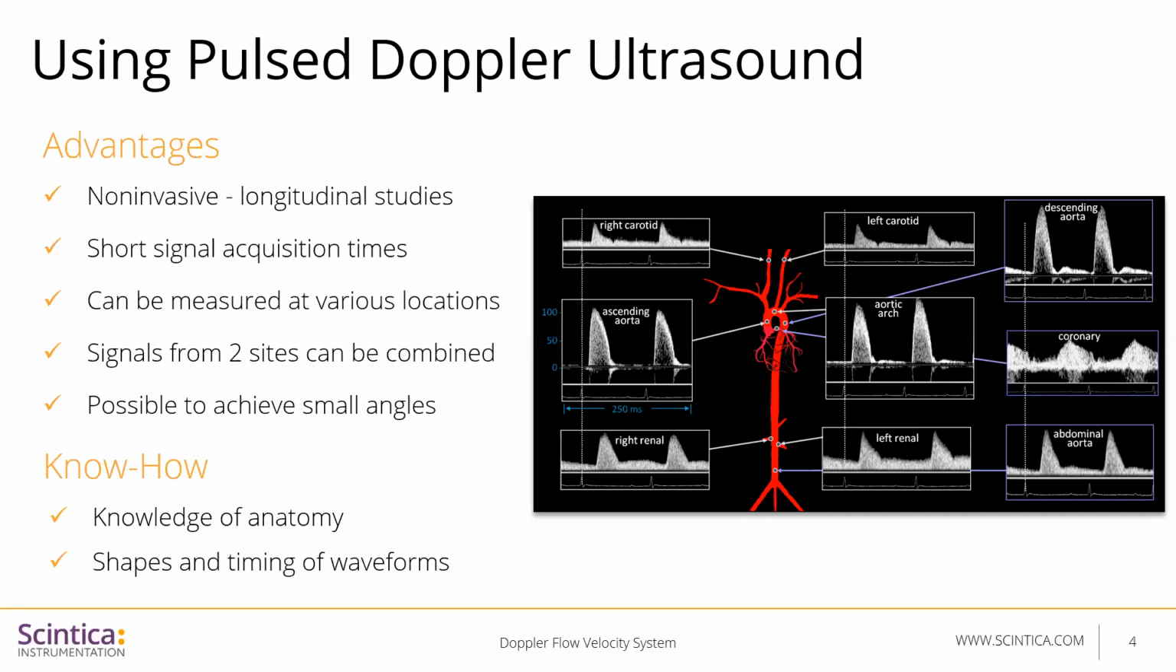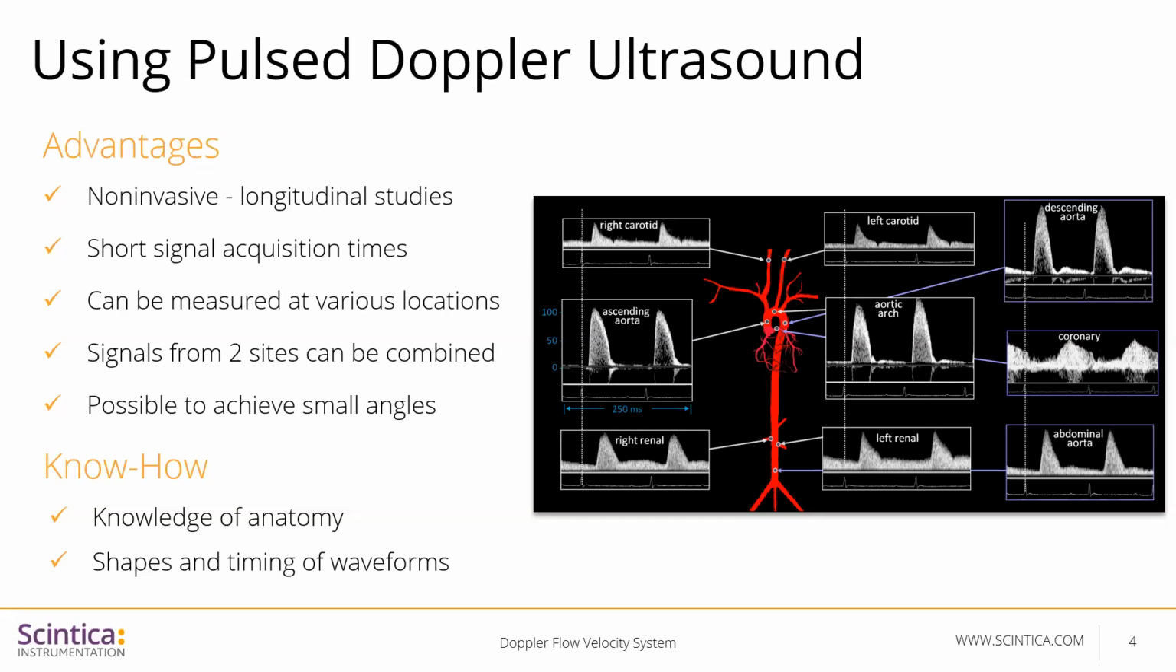So with that, signals from 2 different sites can be combined so that we can figure out how fast that pulse of blood is traveling through the vasculature. We can achieve those very small angles using the small probe, and Sydney will demonstrate that today.